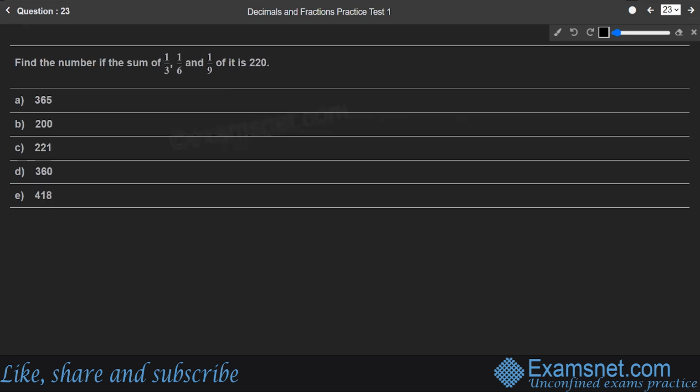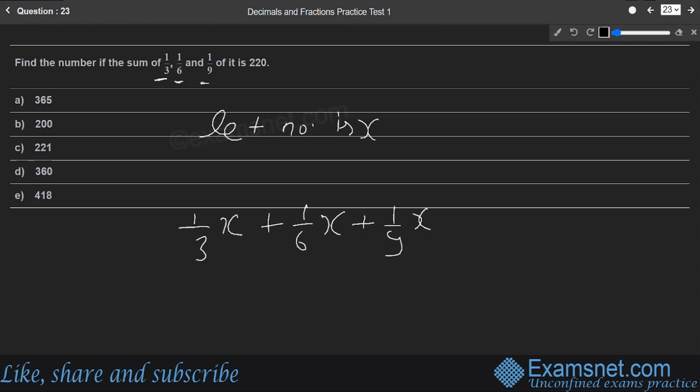Now, find the number if the sum of 1 by 3, 1 by 6, and 1 by 9 of it is 220. So first of all, let the number be x. On that number x, we can apply this condition given to us. The sum of 1 by 3 of the number, that is 1 by 3x, plus 1 by 6 of the number, that is 1 by 6x, plus 1 by 9 of the number, that is 1 by 9x, is equal to 220. This is what he has stated.